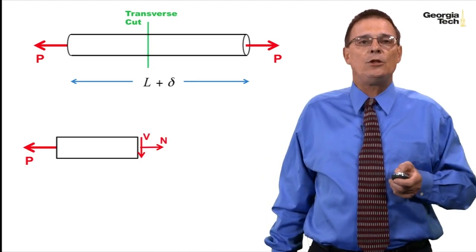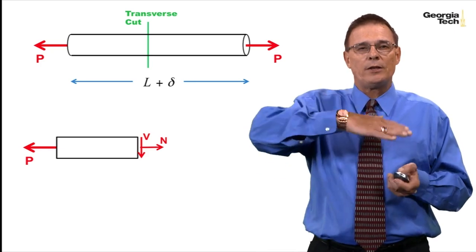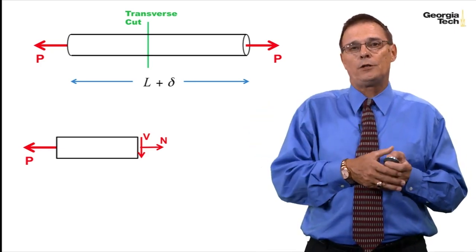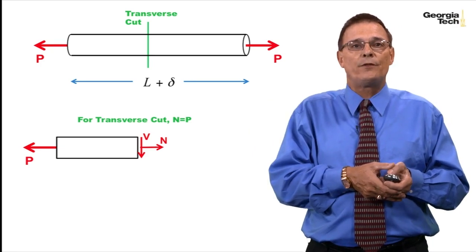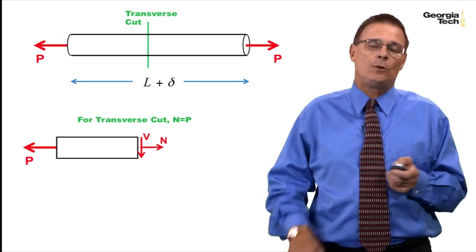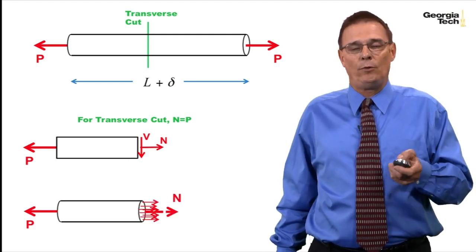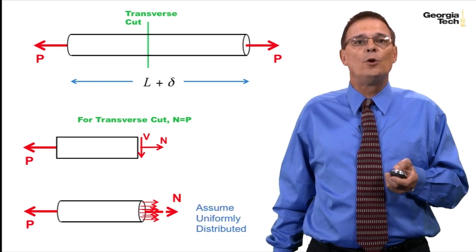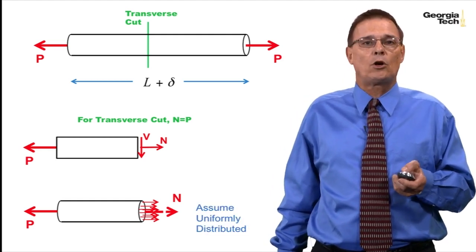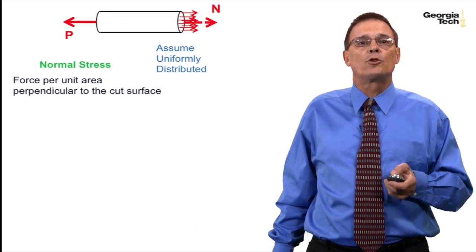It reveals a normal force and a shear force. If we sum forces in the y direction, we can see that the shear force for a transverse cut equals 0. And if we sum forces in the x direction, we see that the normal force is actually equal to the external force P. And so as we recall, this is a review. We can say that the stress, we'll assume it to be uniformly distributed across the cross-section. And so that's the definition of normal stress.